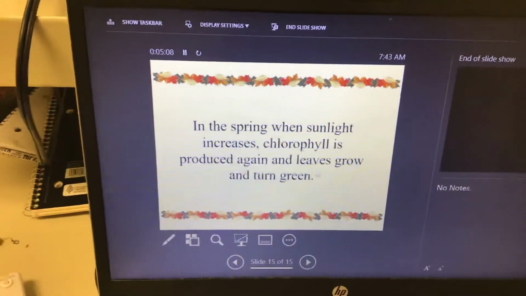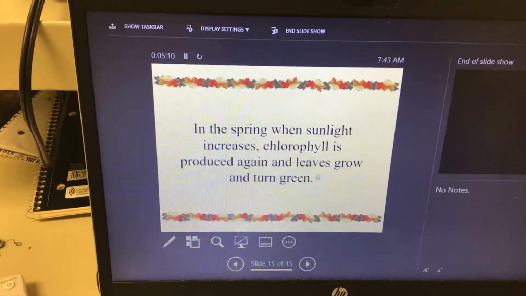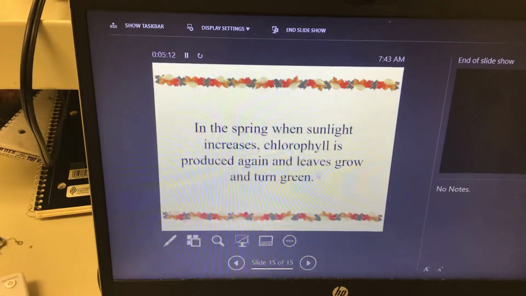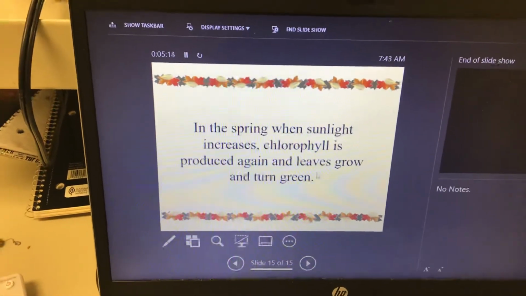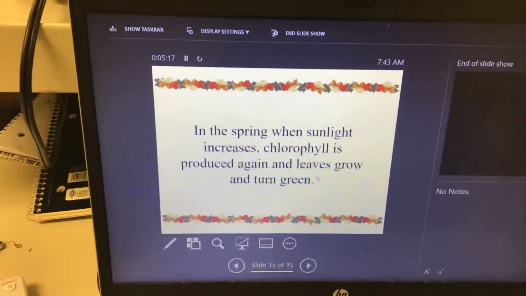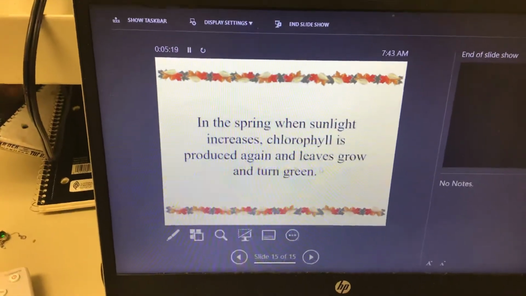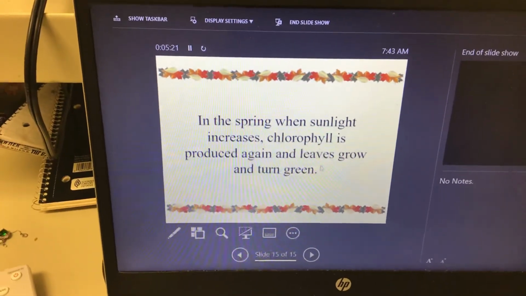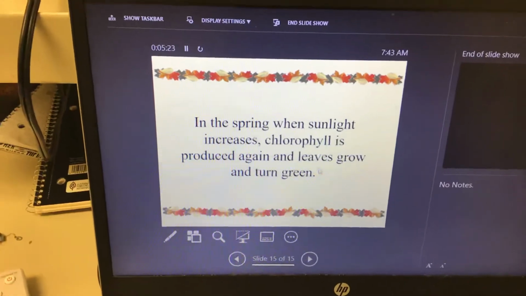So it's not about your tree in your backyard that loses its leaves in the fall. It's not about, oh, it's getting cold, it's going to lose its leaves. No, it's about, hey, there's less sunlight, it's going to lose its leaves. So that is all for this chapter.